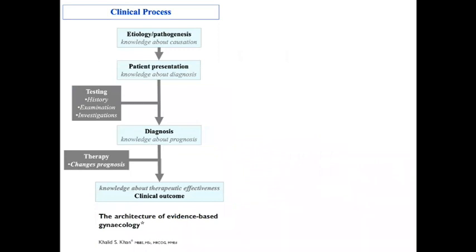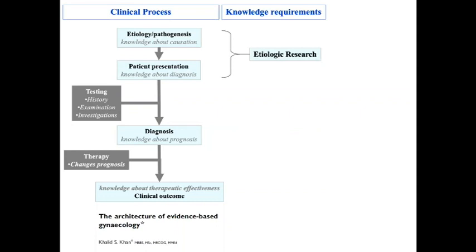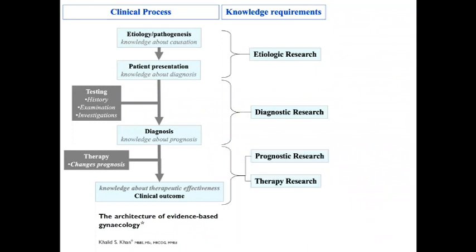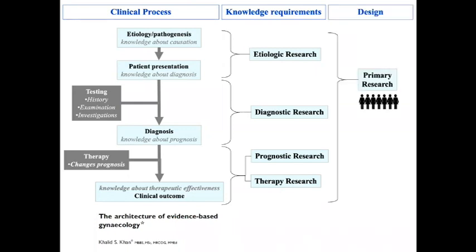Here, putting all this in perspective with respect to the clinical process, the etiologic research requirements are met by evaluating disease pathophysiology, as highlighted here. Then diagnostic research addresses the space between patient presentation and confirmation of diagnosis. And then prognostic and therapy research is about what is the likely outcome and how can we improve the outcome. And all of this can be done by directly evaluating patients, which is primary research, or by evaluating the results reported and putting them together in a paper, which is a systematic review.